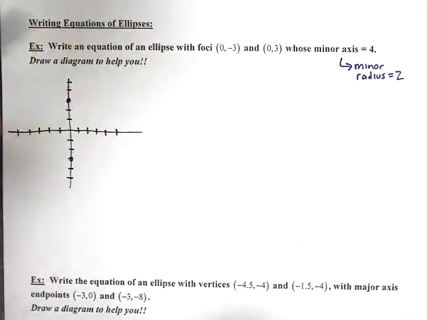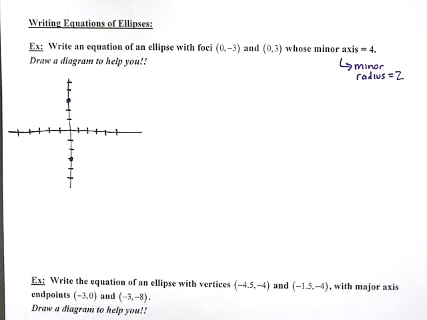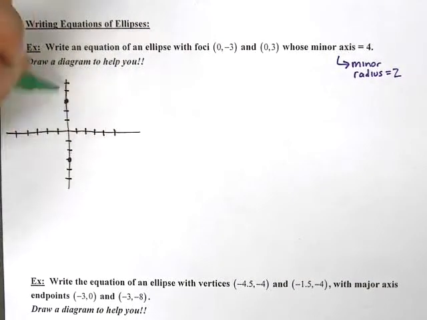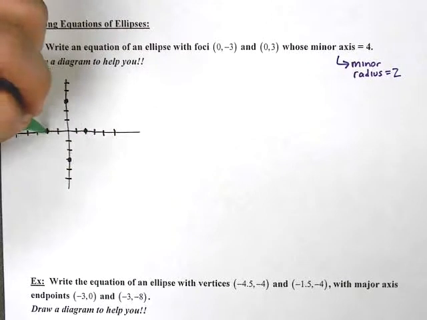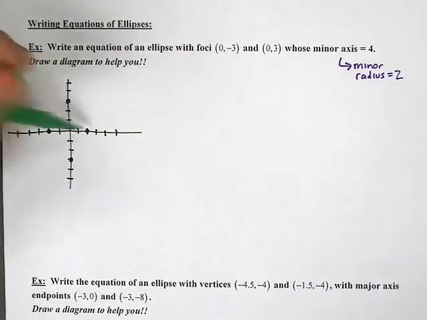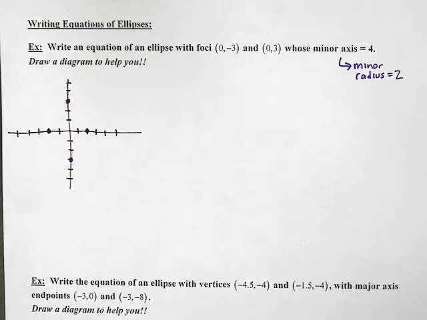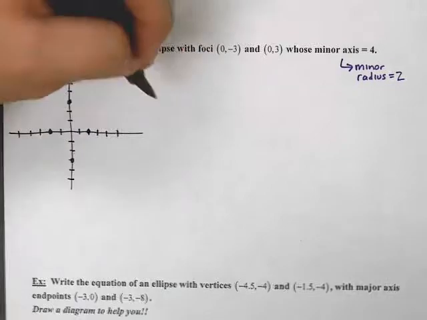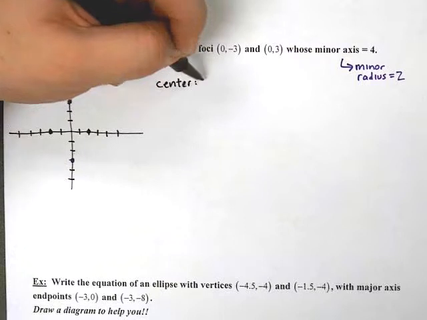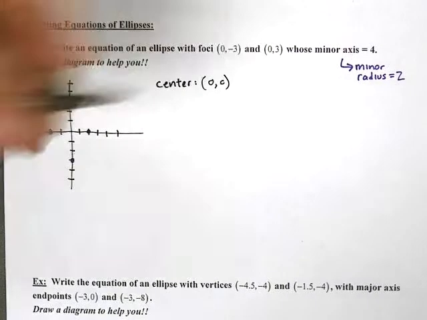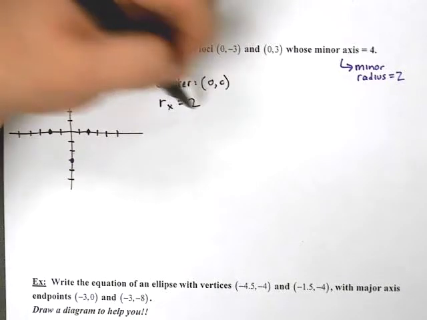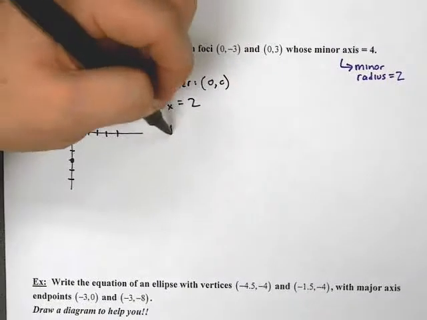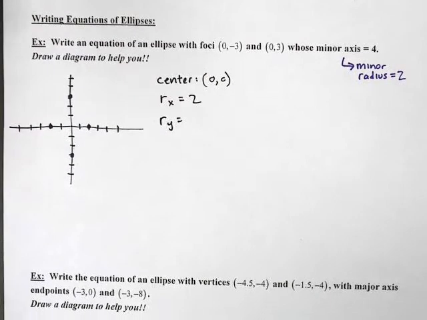So now I know that, again, if this is on the major axis, then my minor radius of 2 means that I am going to have points 2 to the right and 2 to the left. All right, so let's think about what we can already write. We know that the center is at (0, 0). I now can see that my r sub x is 2. R sub y, we're not there yet.